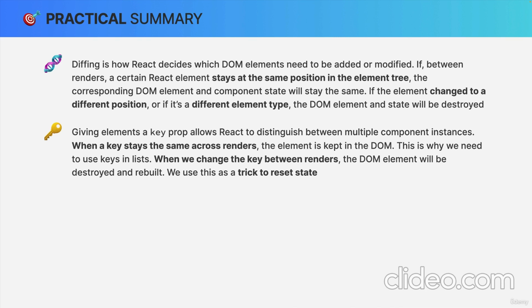And so this is the reason why we need to use keys in lists, because it will prevent unnecessary recreations of elements in the DOM. Now, on the other hand, when we change the key between renders, the DOM element will be destroyed and rebuilt. And so this is a very nice trick that we can use in order to reset state, which is sometimes necessary, as we saw in two practical examples in this section.